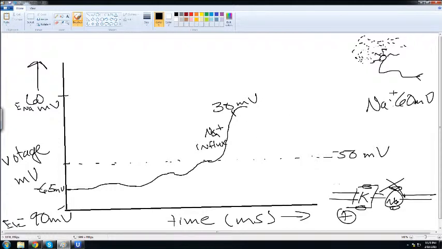And it says, whoa, this cell is way too positive, because I, being potassium, want to keep the cell at negative 90 millivolts. So 30 millivolts is completely unacceptable. So what we have to do is the potassium ions of this cell have to act in such a way to bring the membrane down to negative 90 millivolts, or at least we can try.